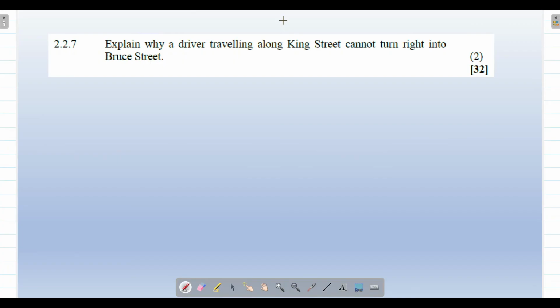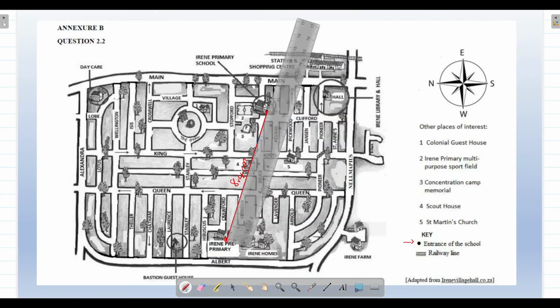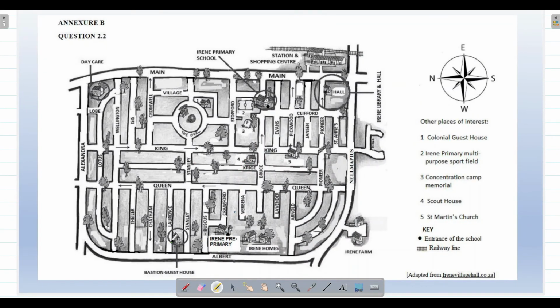All right. And the last question, question 2.2.7: explain why a driver traveling along King Street cannot turn right into Bruce Street. Okay, so let's have a look here. They're asking why, if a driver is traveling on King Street, they wouldn't be able to turn right into Bruce Street.